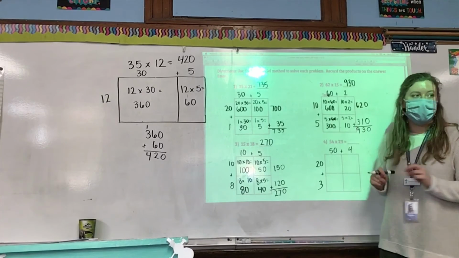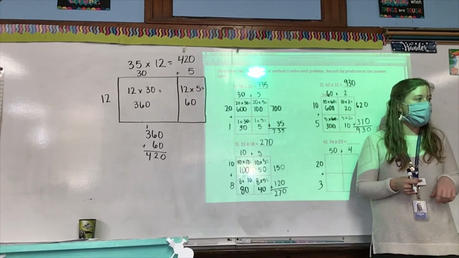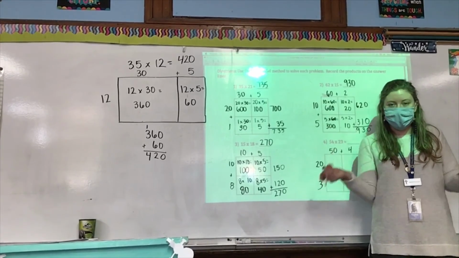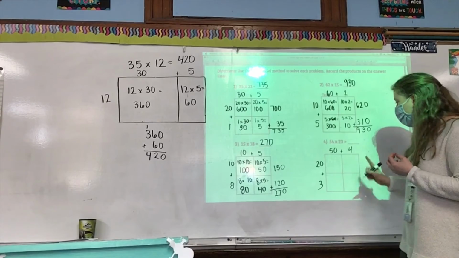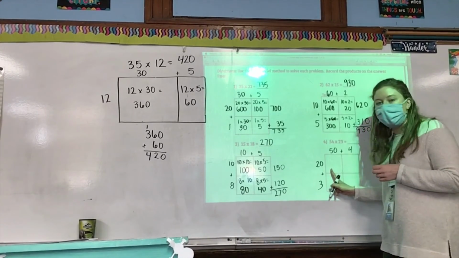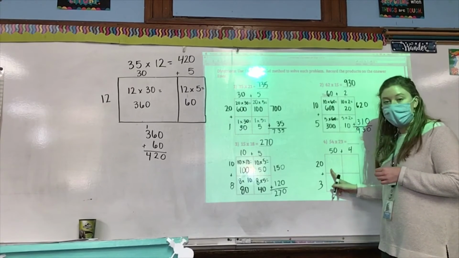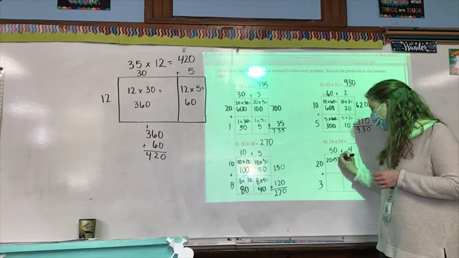Please don't forget your plus signs. You may think that's so silly. Why do we have to do it? Well, because if you don't, I can guarantee you at least 2 of you will forget to add. Okay, Carla, now let's figure out our equations. What equation is going to go in our top left box? 20 times 50.